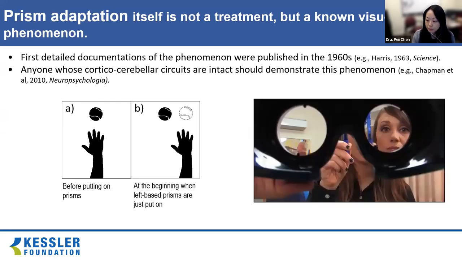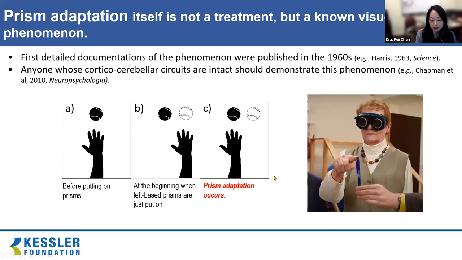Now I'm putting the prism glasses on you. This prism glasses is shifting the visual image. This is the actual visual image. But when you look through the prism glasses, you can see that images shift toward the right side. So in this cartoon, this is the actual target, the physical location, but this is the image you see. At the beginning, when the left-based prism is put on, left-based meaning the left side of the glasses is thicker, it shifts the image toward the right side. And intuitively, your arm will reach to the visual image, right? Your system thinks, oh, that's where the target is. So you miss the target.